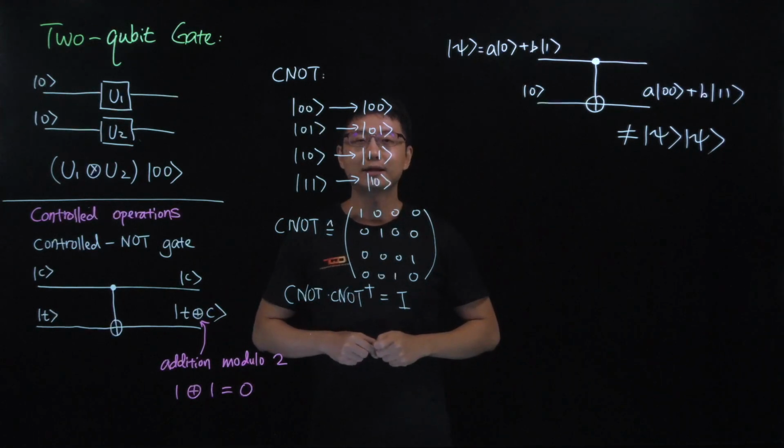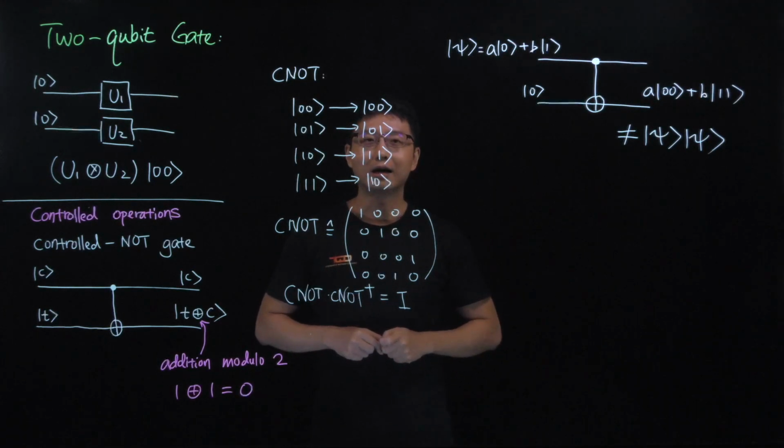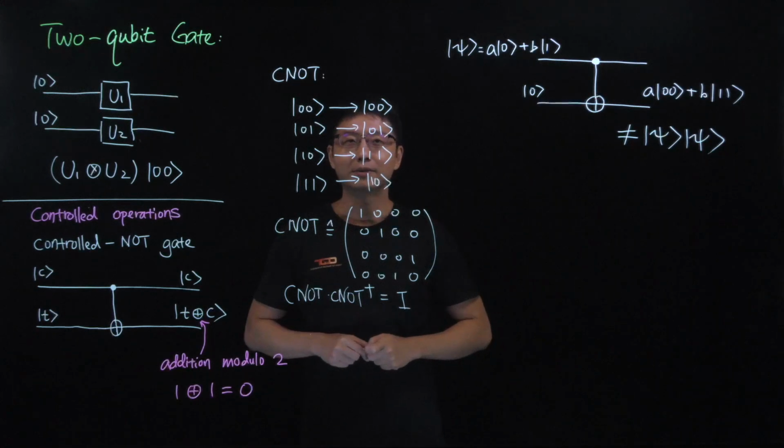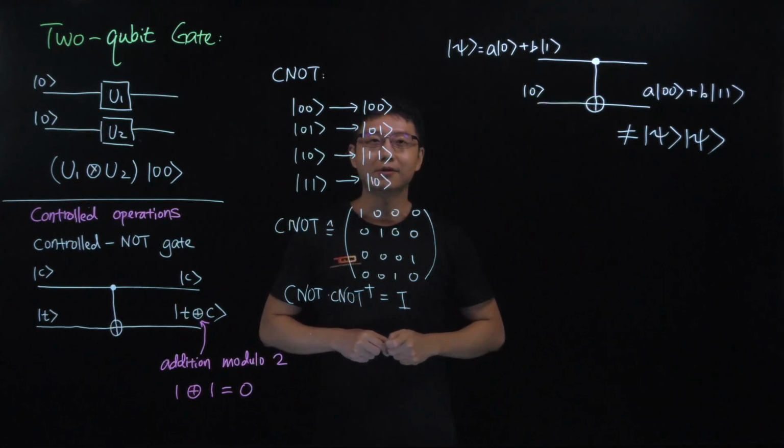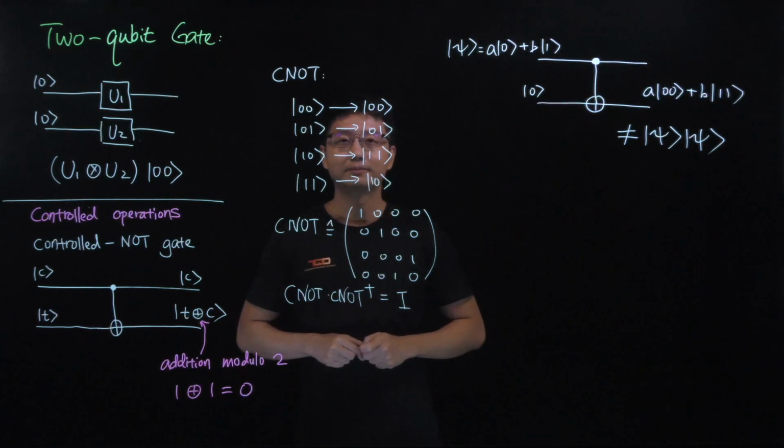This theorem is known as the no-cloning theorem, that it is impossible to make a copy of an unknown generic quantum state, and you will learn more of this in the introductory course to quantum information.